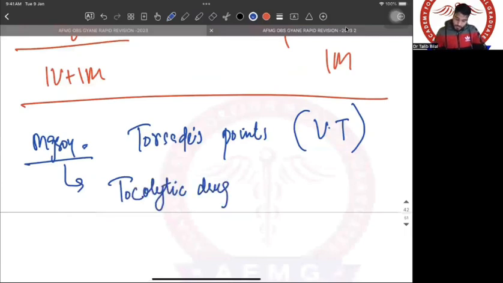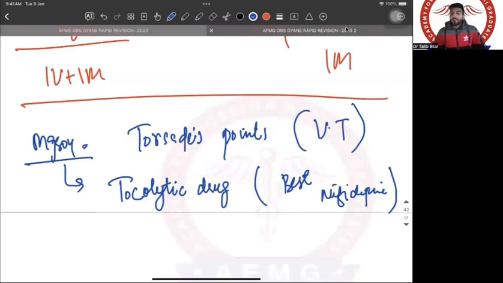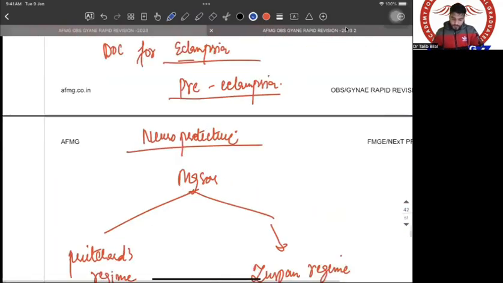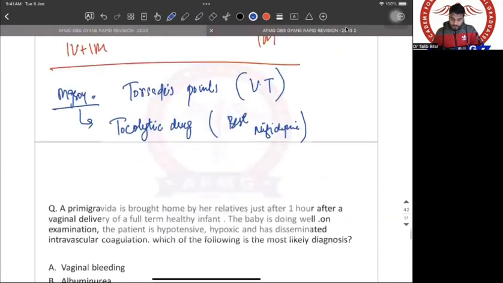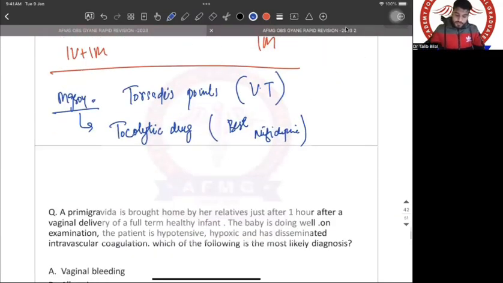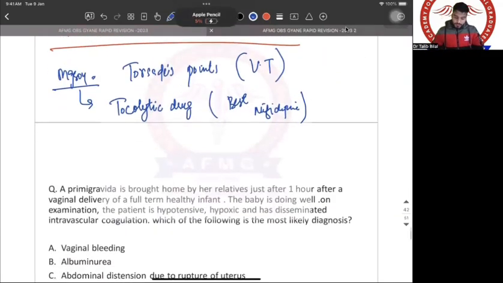Tocolytic drug. But the best tocolytic will be calcium channel blocker, nifedipine. Remember this also, guys. Best will be nifedipine. Is that okay? So it was all about magnesium sulfate.